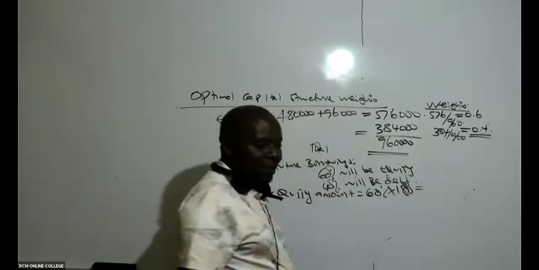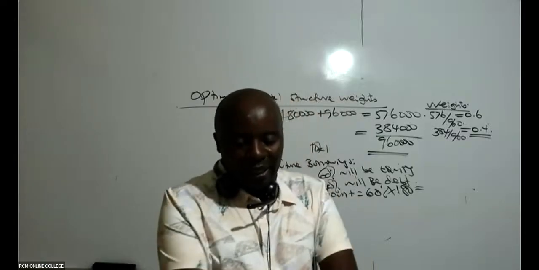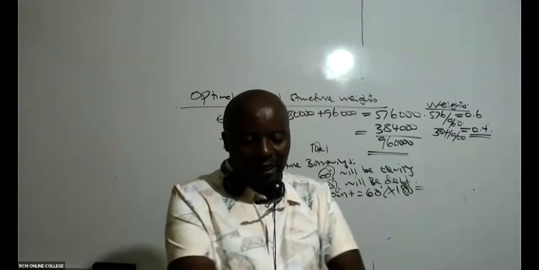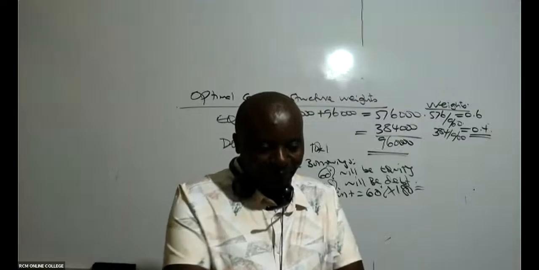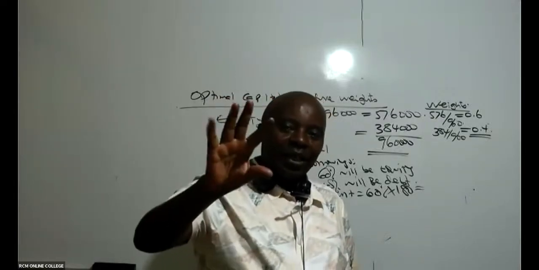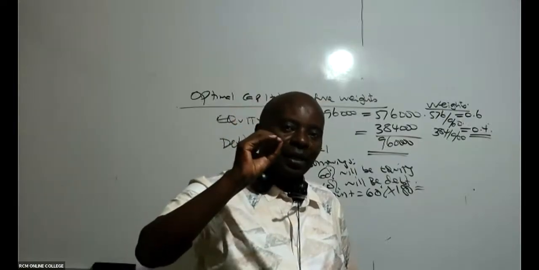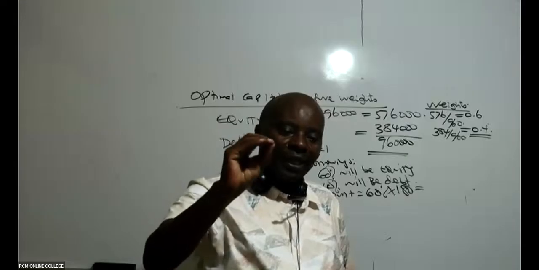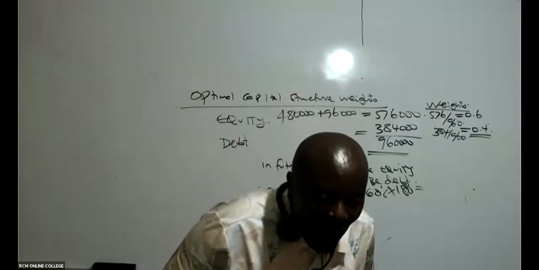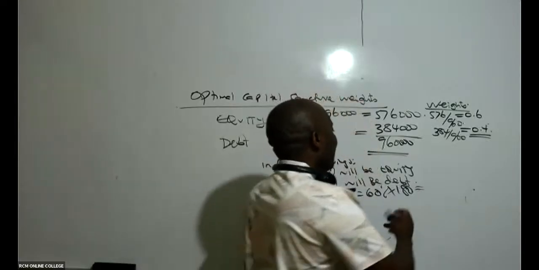So is there somebody who can give us this figure? 60% of 180 million. How much are we getting there? Because you see, the mall they are planning to construct is 180. So out of this 180, how much should be equity? How much should be debt? So according to Margaret, it is 108 million. Yeah, thank you very much.